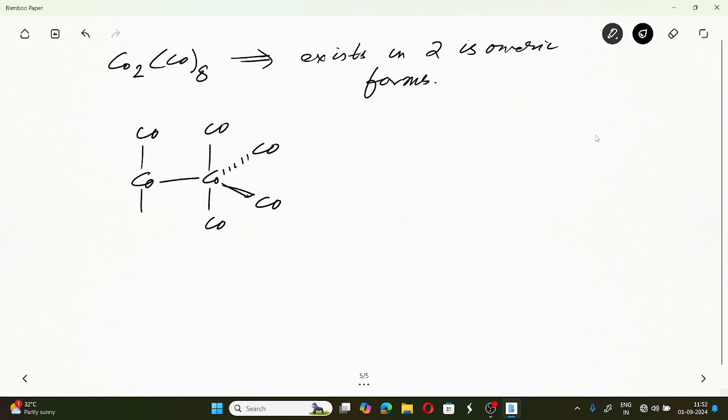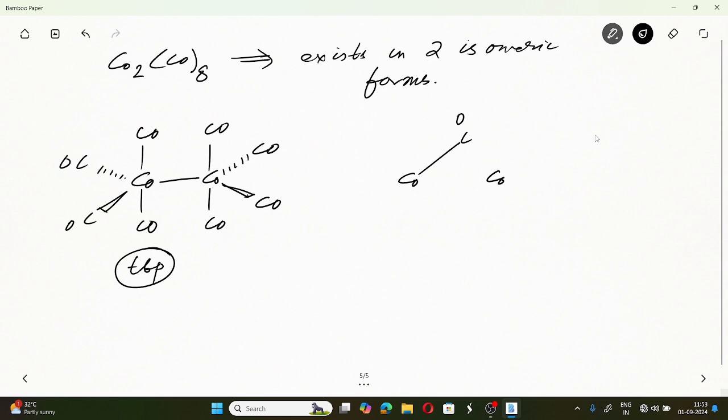Therefore, the geometry around each cobalt center is TBP, trigonal bipyramidal. And there is another isomer where you'll find that there will be bridging carbonyls. Okay, there will be bridging carbonyls.